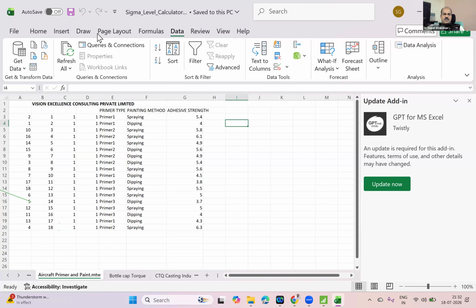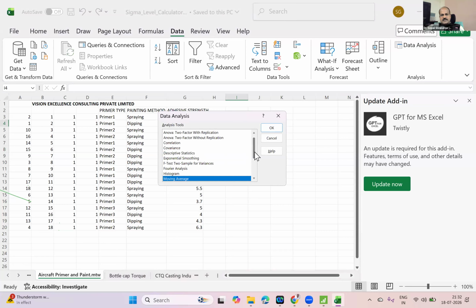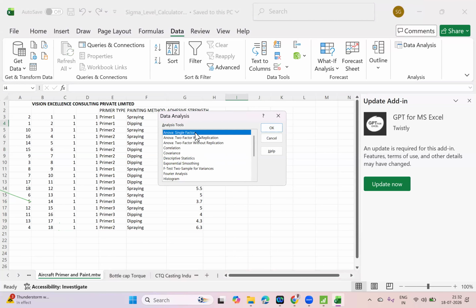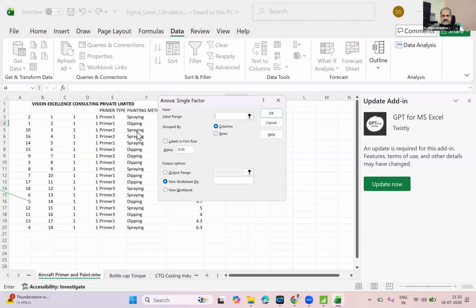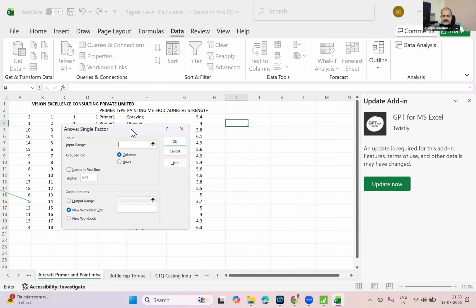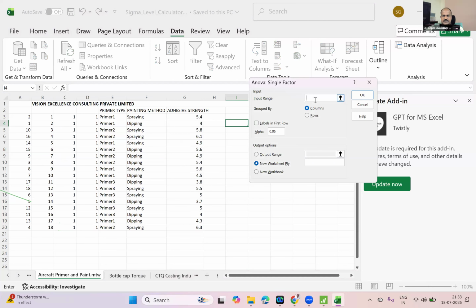Okay. So now go to data. Go to data analysis. The moment you click data analysis, can you see the first one? What is the first one? ANOVA. ANOVA single factor. Click. Where is the input range? The input range is painting method, adhesive strength.